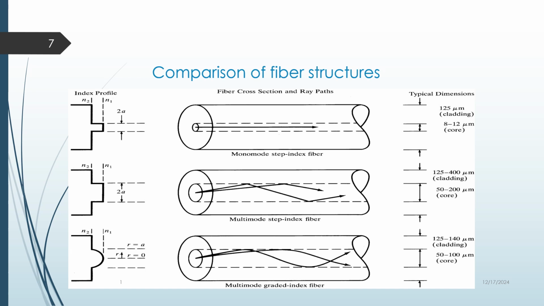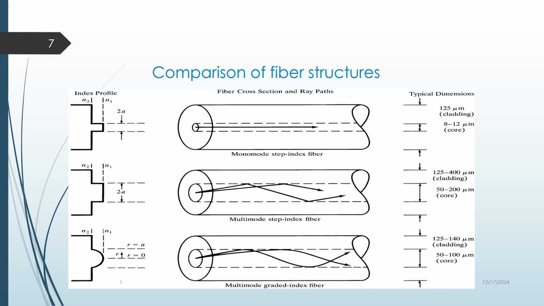So this is the comparison of fiber structure. Here we have the fiber cross section and the ray path. The light traveling path we call modes. If there is only one light path, we call it single mode, or monomode step index fiber. Mono means single. Here the core has a higher refractive index than cladding, and only one light passes along your core. The core diameter is 8 to 12 micrometer and the cladding is 125 micrometer.